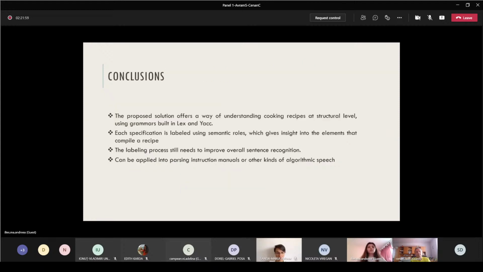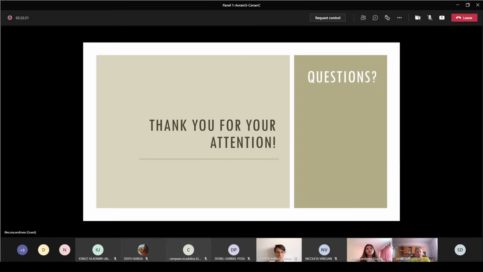In conclusion, I managed to find a way of structuring the recipes into parsing trees using grammars. I use semantic roles because they give a good mapping of the specifications. And I still need to improve the overall sentence recognition, but this methodology can also further be applied to instruction manuals or other kinds of algorithmic speech. Thank you. Any questions?